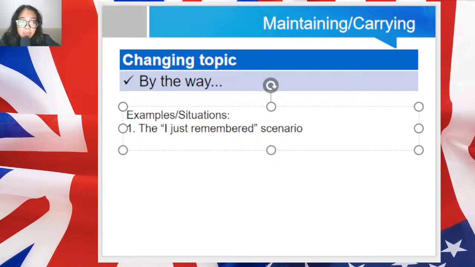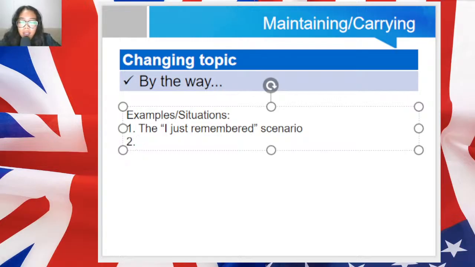Now, in this example, friend B used "by the way" to smoothly transition from talking about the K-drama to talking about a new coffee shop. The topics are completely different, but the phrase "by the way" makes the transition feel natural, not jarring. Alright, let's move on to the second situation. I think that would be better.